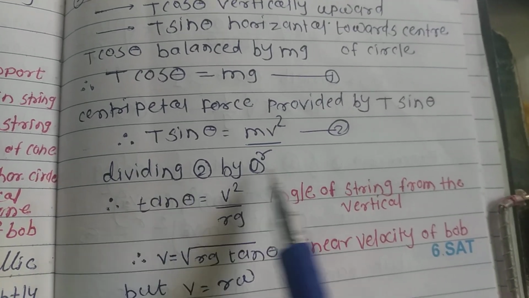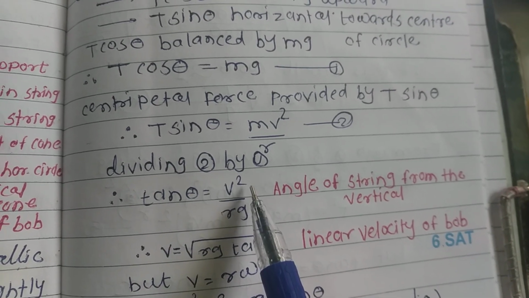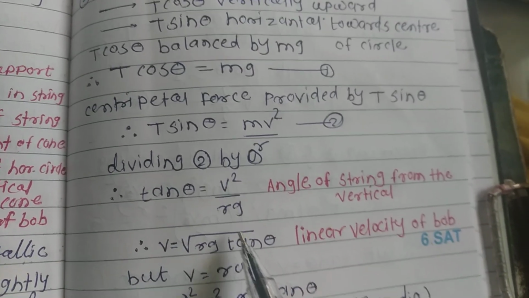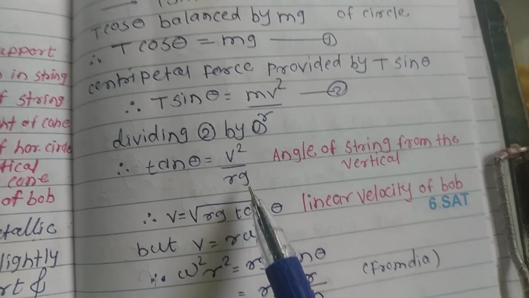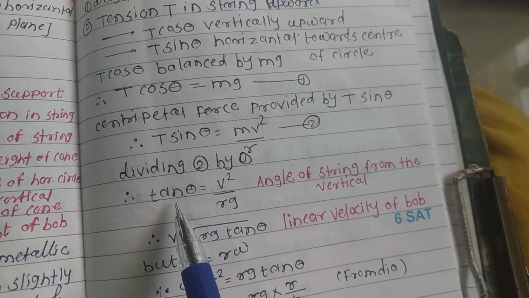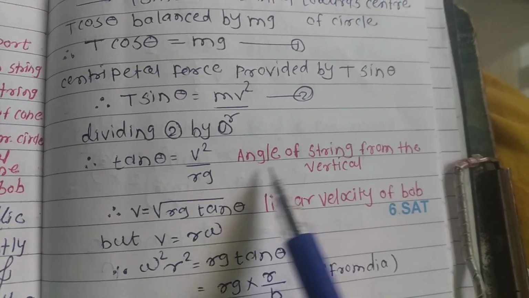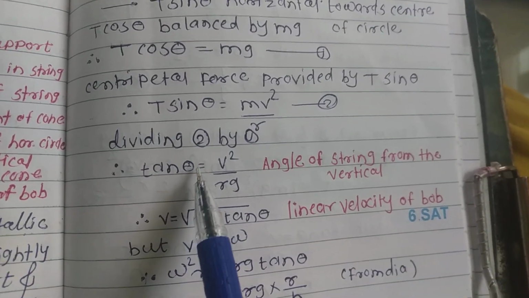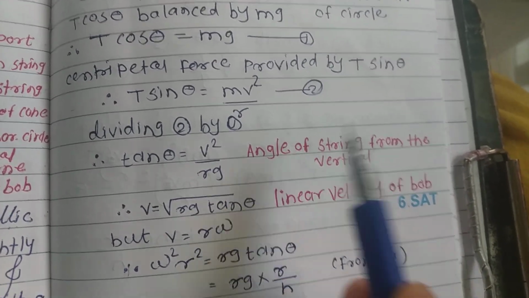Dividing the second equation by the first, tan theta is equal to v square upon rg. Here v is the constant speed of that bob, r is the radius of the horizontal circle, g is acceleration due to gravity, and theta is the semi-vertical angle of the cone. So this equation gives us the angle of the string from the vertical. You can simplify the equation: theta is equal to tan inverse of v square upon rg.